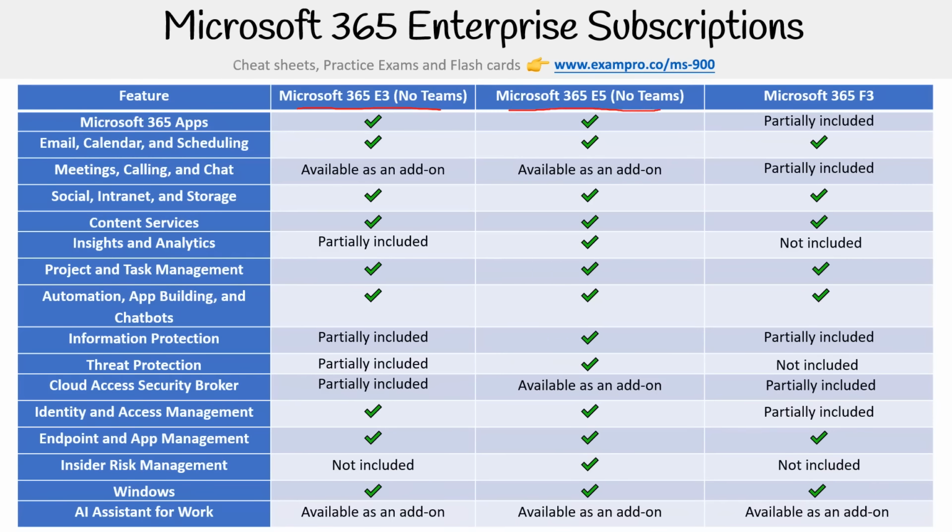E5 builds on E3 by fully including insights and analytics, comprehensive threat protection, and advanced cloud access security broker features. It also adds additional layers of identity, access management, and insider risk management. And F3 offers partially included Microsoft 365 apps, basic email, calendar, and scheduling services, and limited access to project management tools and automation features. It's designed for frontline workers with essential tools. So that's the Microsoft 365 Enterprise plans.